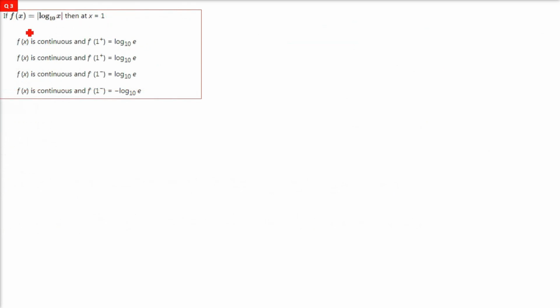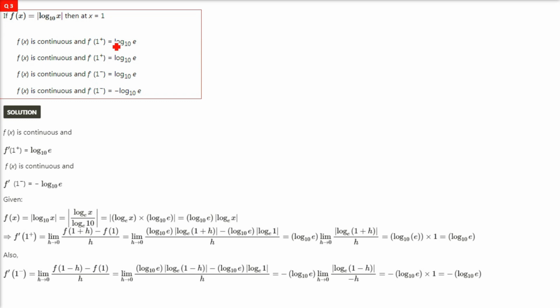Now fx is equal to modulus of log base 10 x. Then at x equals 1. So we'll check this at x equals 1. We'll try to resolve it first, because you need to know about logs. How do they behave? And then only you will be able to solve this type of question.